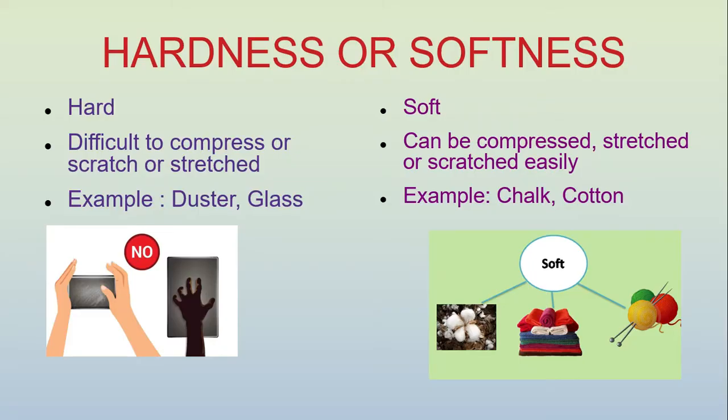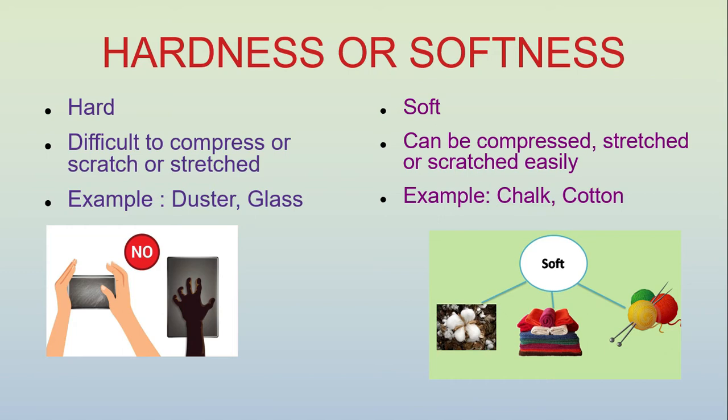Now comes the second property, that is hardness or softness, whether it is hard or soft. How will we understand? If the material is difficult to compress, scratch, or stretch, then we call it a hard material. As I have shown in the picture, we cannot compress it, nor can we scratch it, so we can say it is a hard material. But what is soft? Soft materials are those which can be compressed, scratched, or stretched.